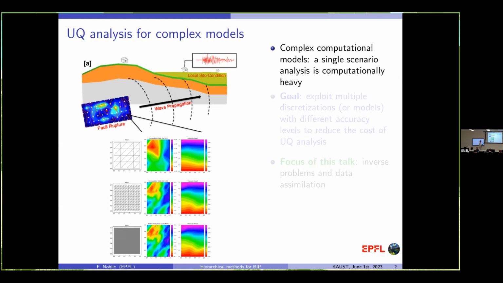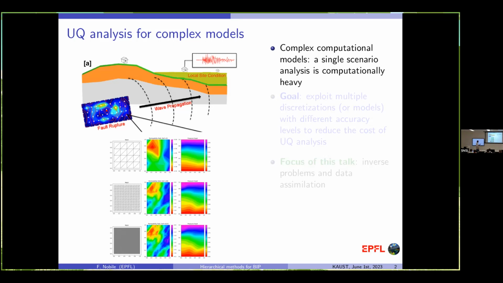Ideally, we would like to invert on the properties of the source mechanism, so the source location and this rupture mechanism, and possibly also on the material properties, so the wave speed within the soil in the different strata. We didn't go that far, at least in the project that I'm presenting here, and so this is more methodological, but this was somehow the driving application.